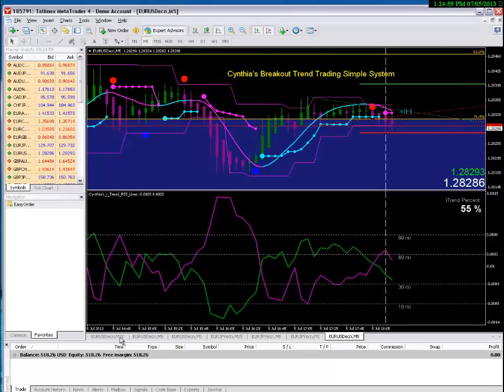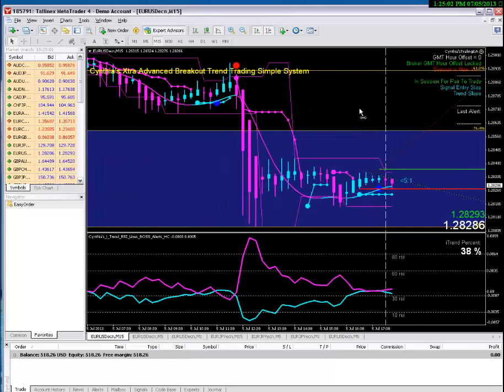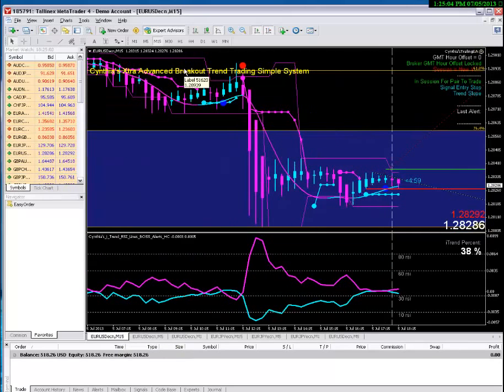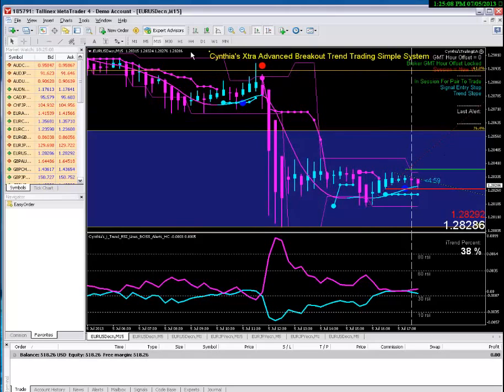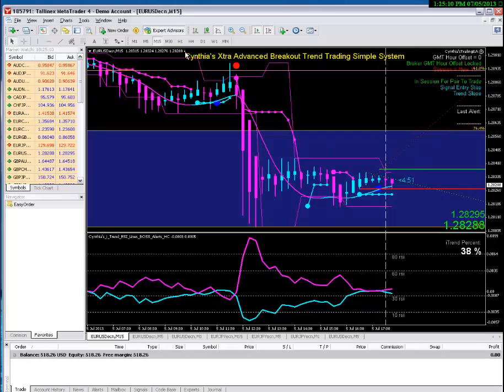Let's see if I can find a euro. Here it is. Cynthia's Xtra advanced breakout simple system. This is how you just move this around if it's in your way. The Xtra advanced breakout trend trading simple system.